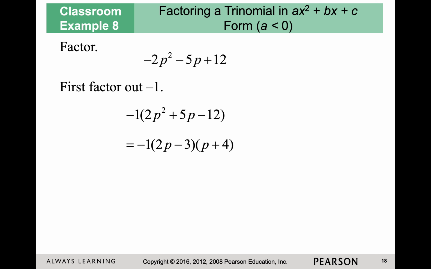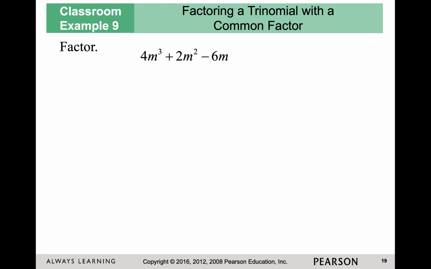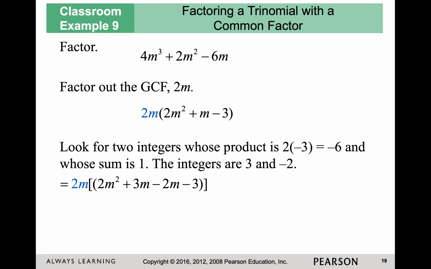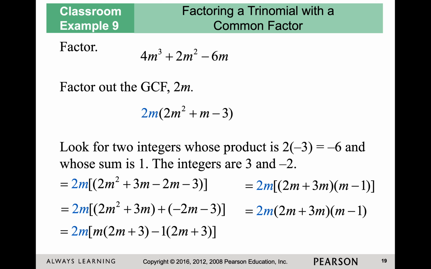So we would do 2 times 12 is 24. What are the factors of 24 that add to give me 5? Then I would factor by grouping. Same thing here. I can factor out a 2m, so I'm going to do that because it makes my life simpler. Once I do that, I can do 2 times negative 3, which is negative 6. What are the factors of negative 6 that give me 1, which would be a positive 3 and a negative 2? Then I would expand it out and factor by grouping, and you should get this answer right here.